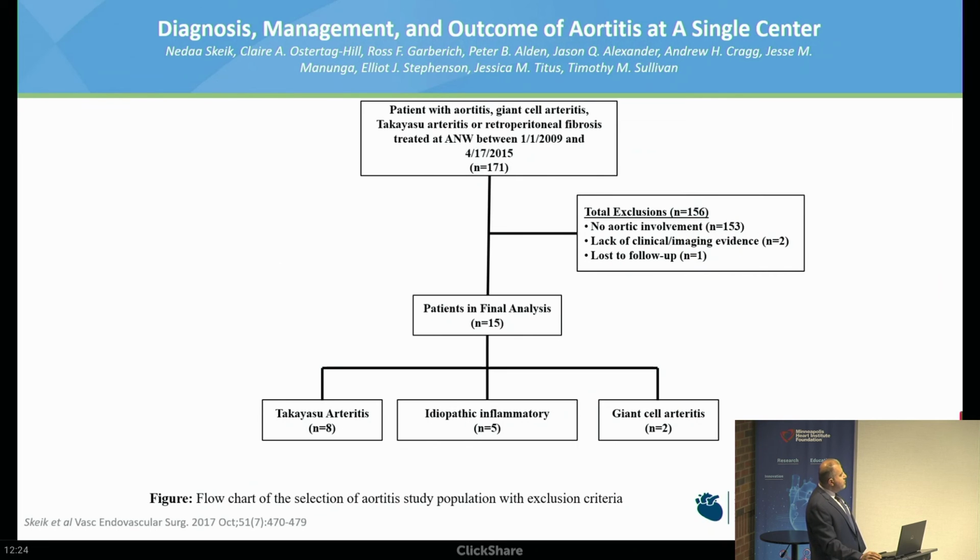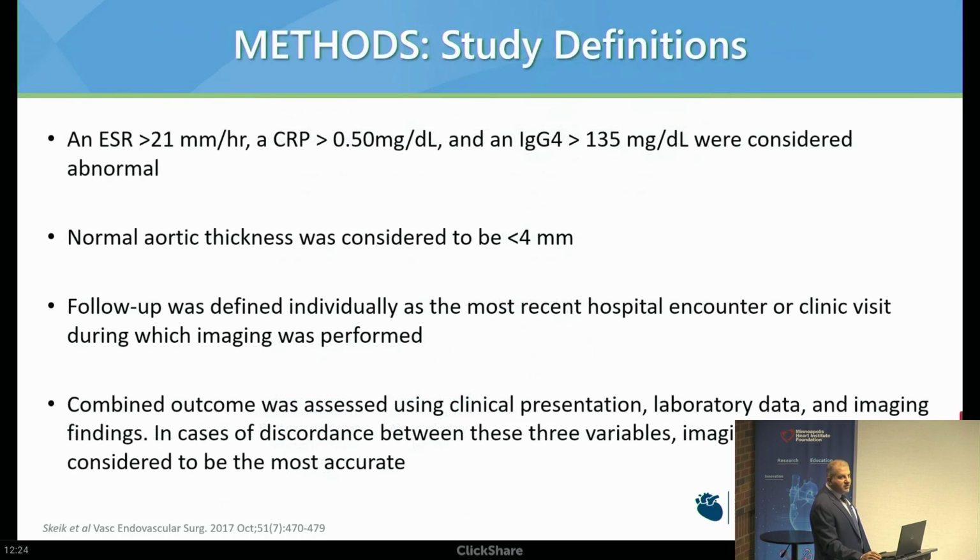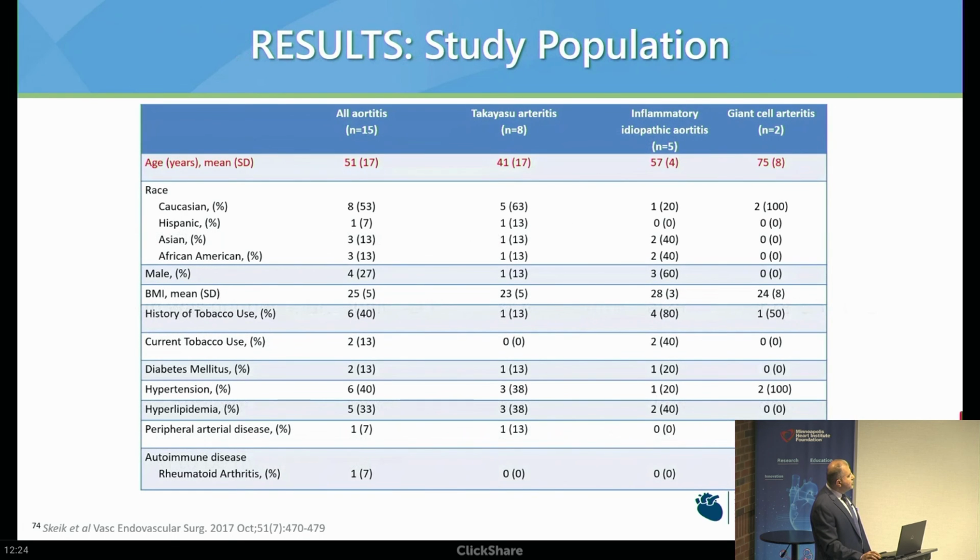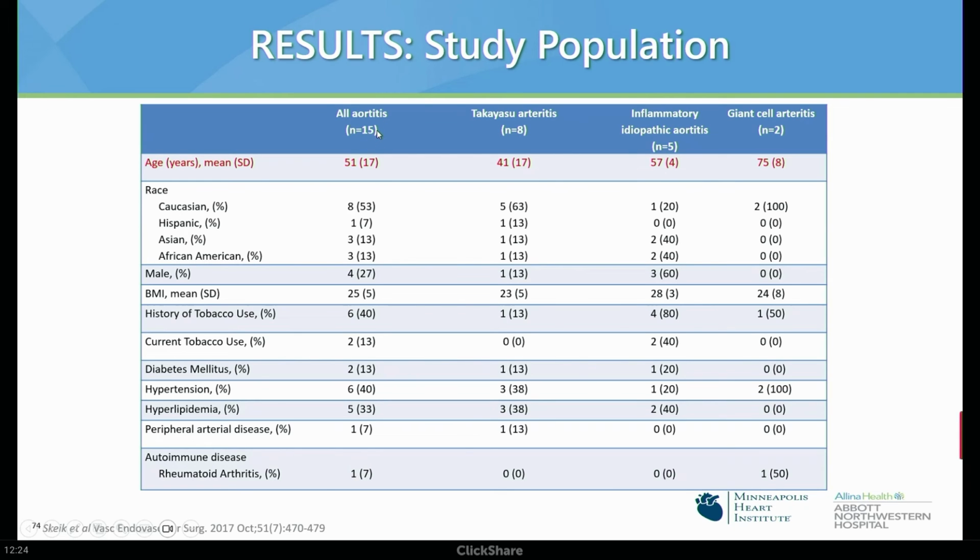So this is a paper that we published on our experience. I'm just going to go quick on this given the time, because I want to finish the slide deck. We looked at 15 patients with aortitis in our practice between 2000 and 2016. We had 15 cases: eight with Takayasu, 5 with inflammatory idiopathic aortitis, and 2 with giant cell arteritis.